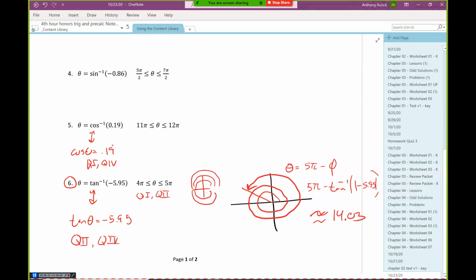Okay, so there's that. Now we have to figure out what 2 quadrants 11 pi to 12 pi is covering. Well, let's just draw a picture. So 0 to 1, 1 to 2, 2 to 3, 5, 5 to 6, 6 to 7, 7 to 8, 8 to 9, 9 to 10, 11 to 12 is 1 and 2. Is everybody okay with that? Okay.